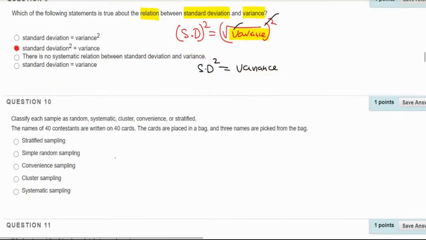Okay, question 10. In question 10, classify as simple random. So the names were written and placed in a hat, in a bag. So roughly they shake it or something like that. Okay, so 40 contestants, all their names were written, placed in the bag, and then 3 were picked. Simple, right? What do you think? It's simple. Excellent. Random. So this is an example of a simple random. Excellent, excellent, excellent.